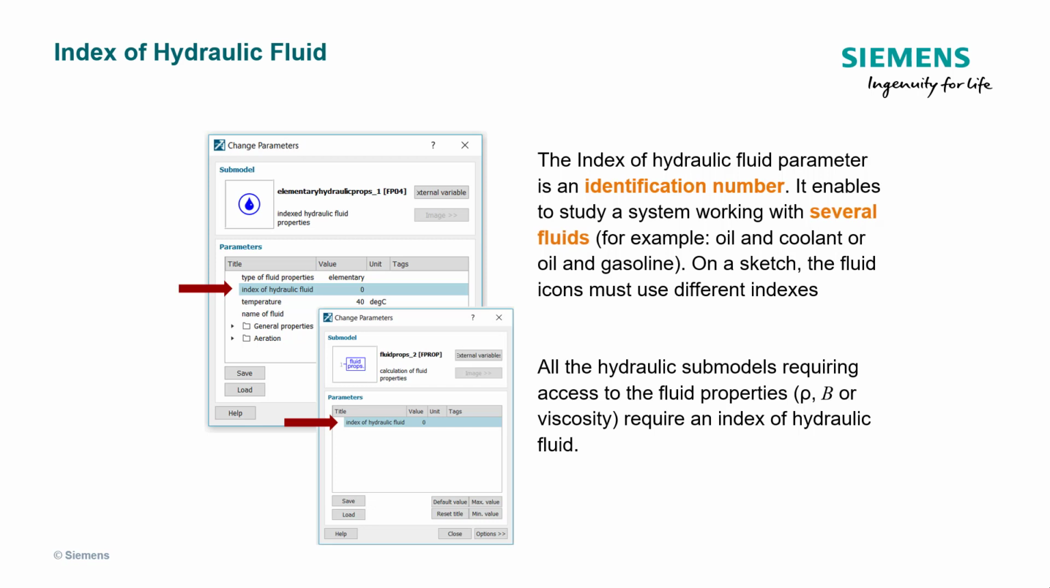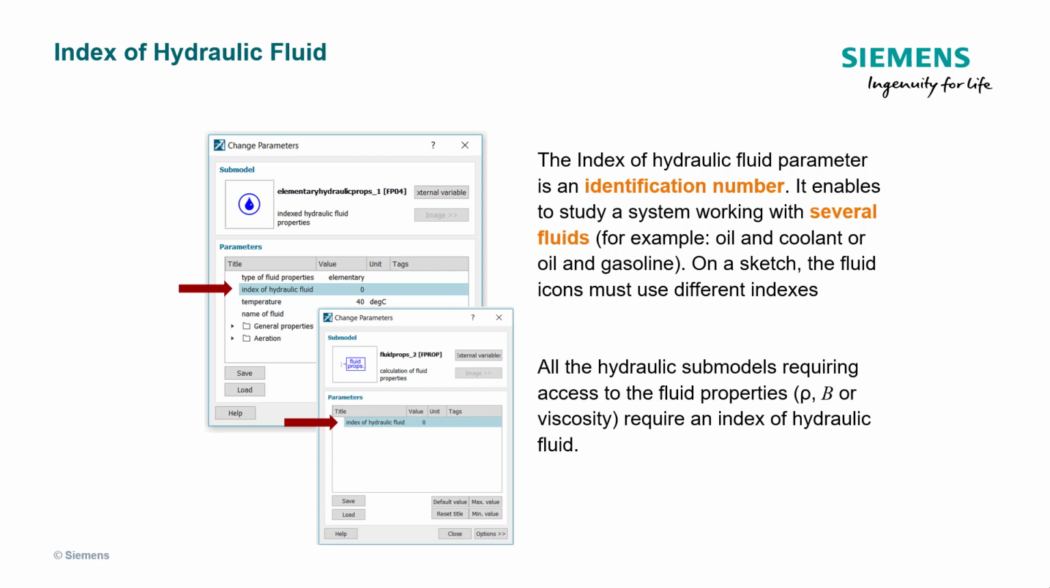You may notice that there is an index of hydraulic fluid inside the fluid property component. It's an identification number, which enables you to study a system working with several fluids. For example, you could have oil and coolant circuits in an automotive engine model. Then, in this case, fluid icons for the engine lubrication circuit and coolant circuit must use different indexes.